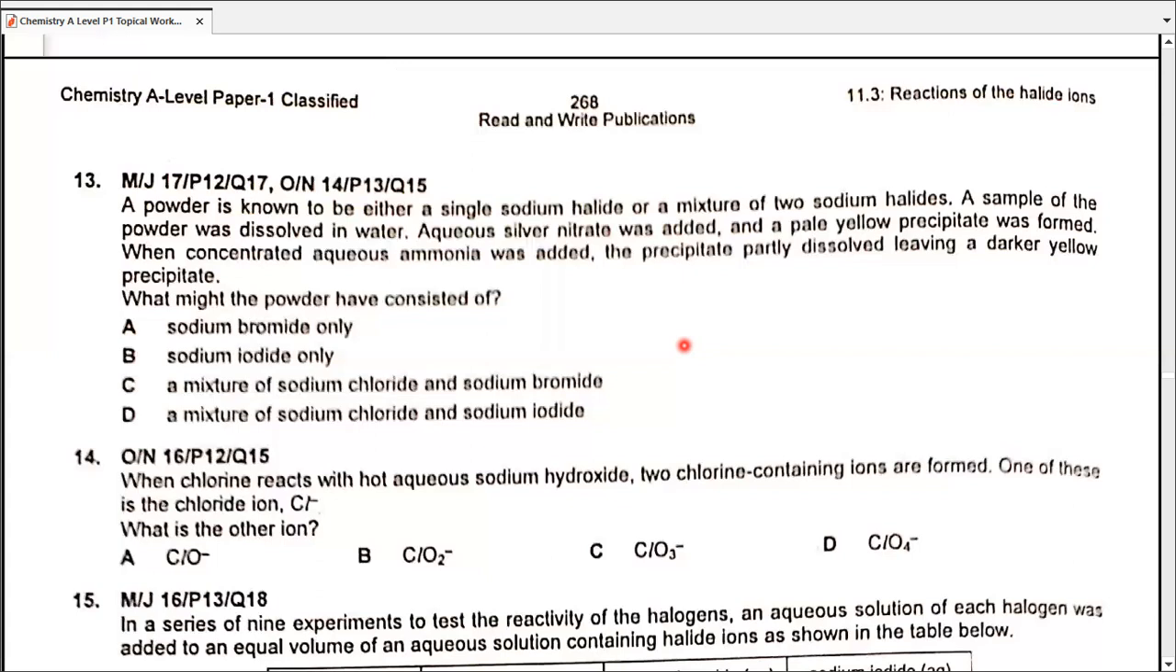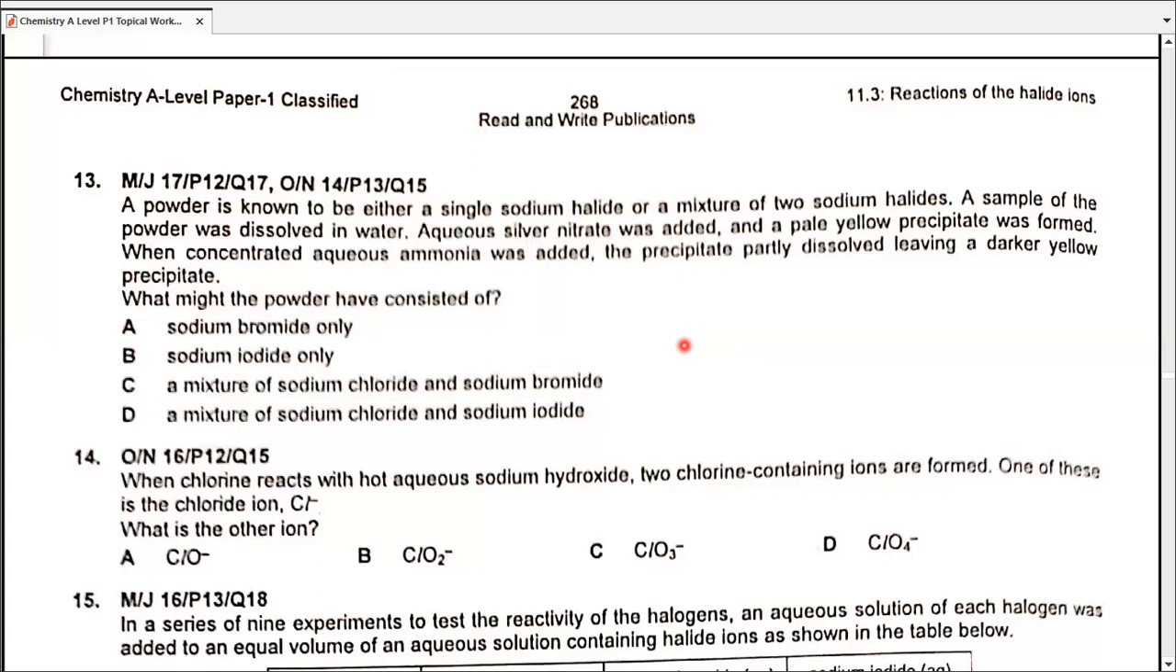All right. Try and understand the point that it's a mixture. How did we know? It was a pale yellow precipitate. Now, pale yellow can just be iodide, understandable. But the precipitate partly dissolved and it gave a darker yellow precipitate, which means it was probably iodide mixed with some other substance, which can be either white or cream, because of which we were having the pale look, which darkened after dissolving.